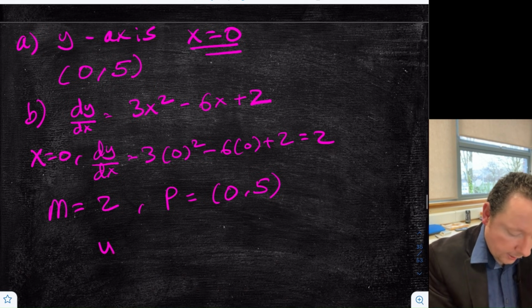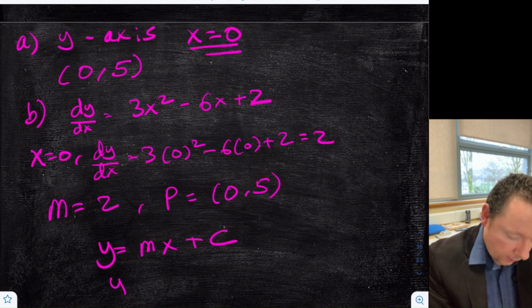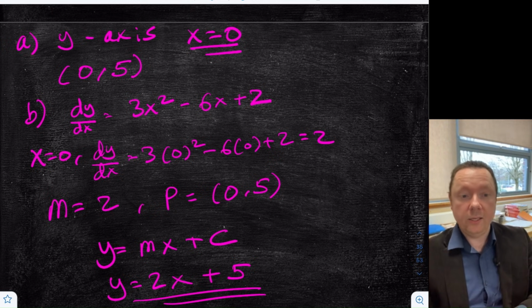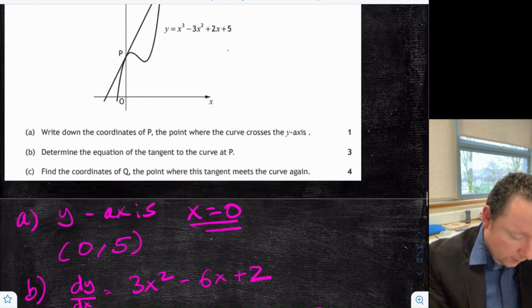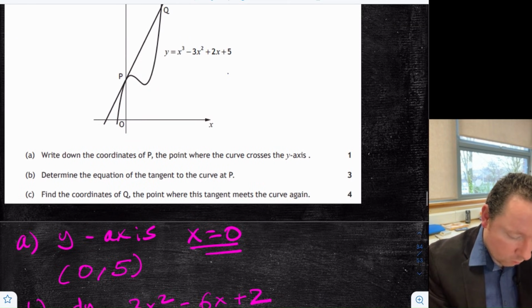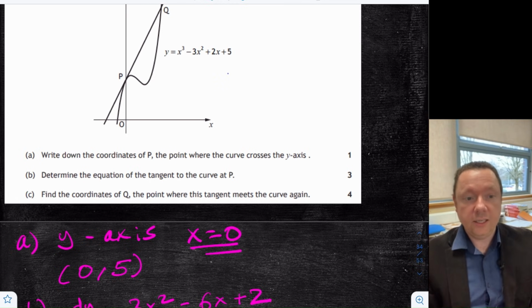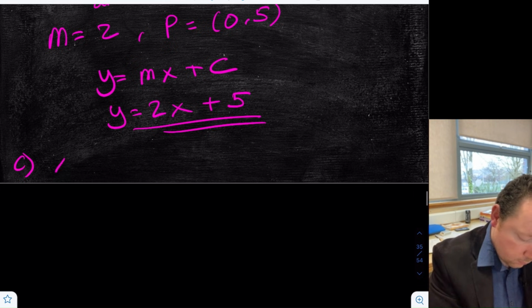So y equals mx plus c is the easiest one to use here. y equals 2x plus 5. Or you could use y minus b equals m times x minus a and still get 2x plus 5. Question C, find the coordinates of Q, the point where the tangent meets the curve again. So you're just going to solve simultaneous equations here.